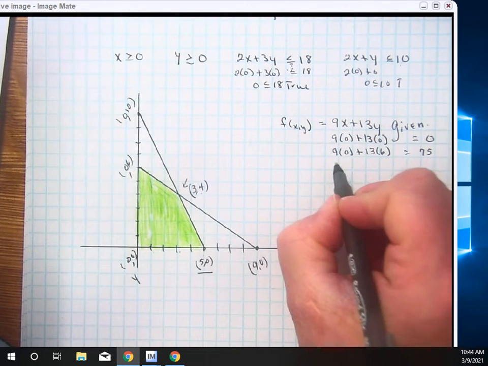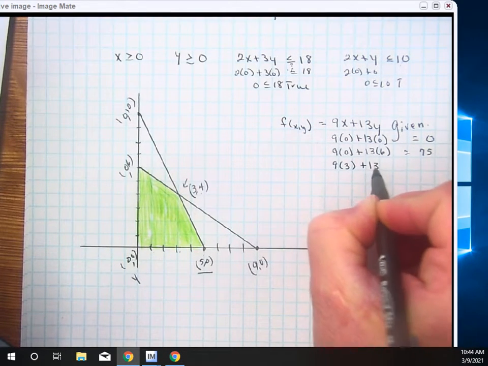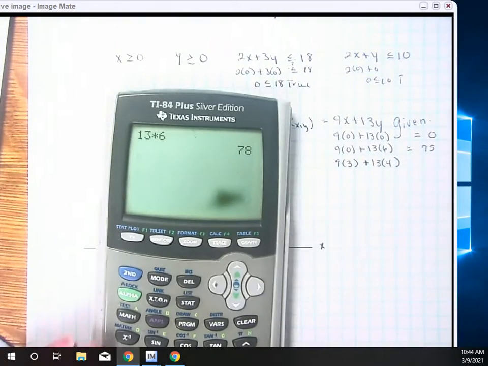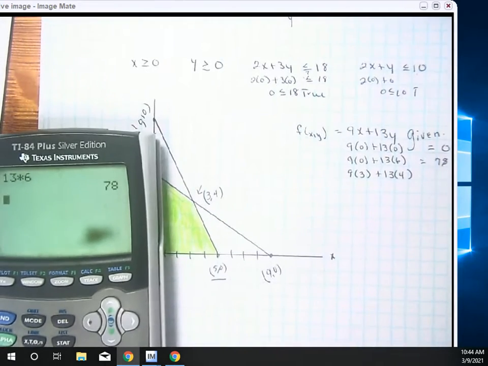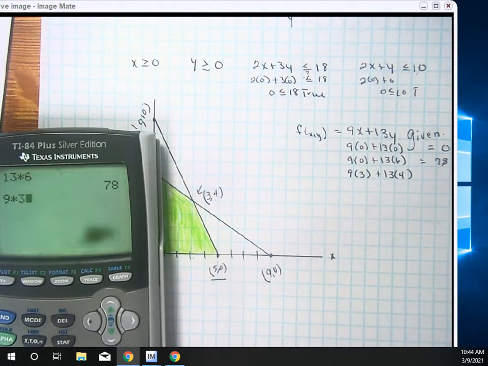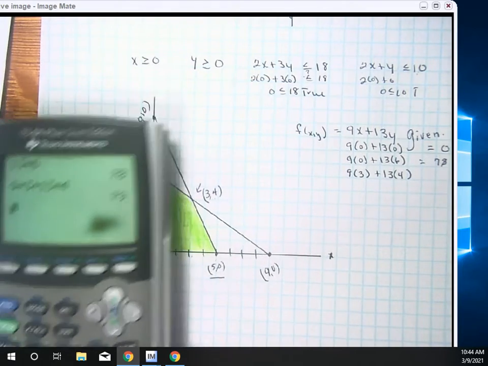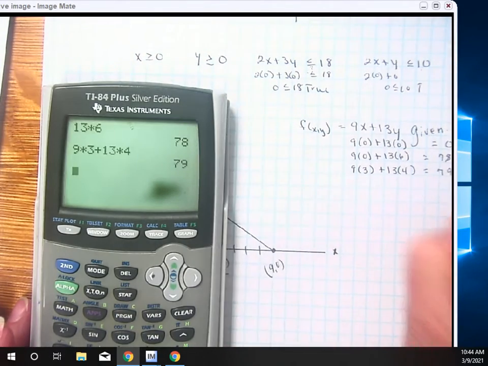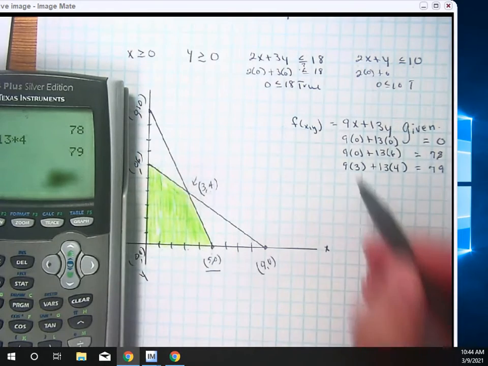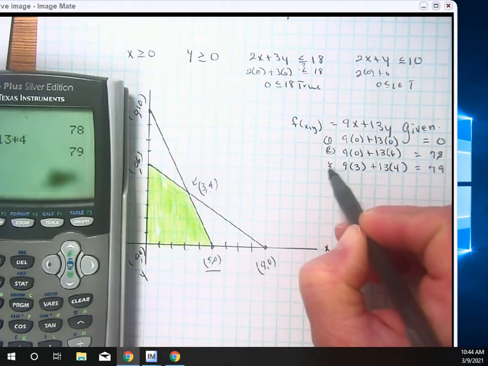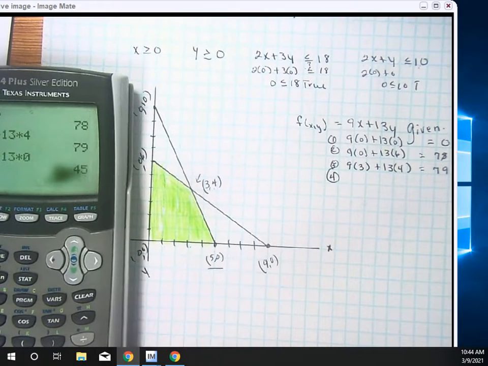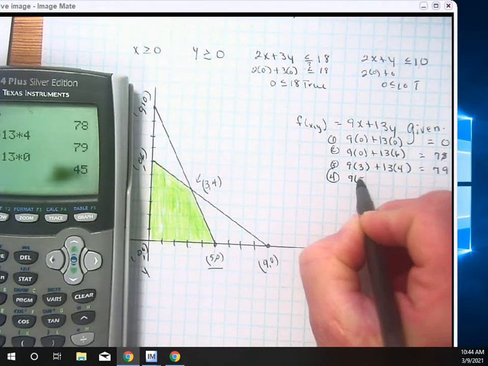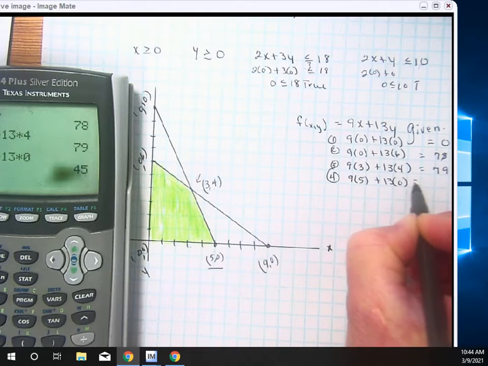(3, 4): 9 times 3 plus 13 times 4. And you can type it in all at the same time. So first point, second point, third point, fourth point. 9 times 5 plus 13 times 0 is 45.